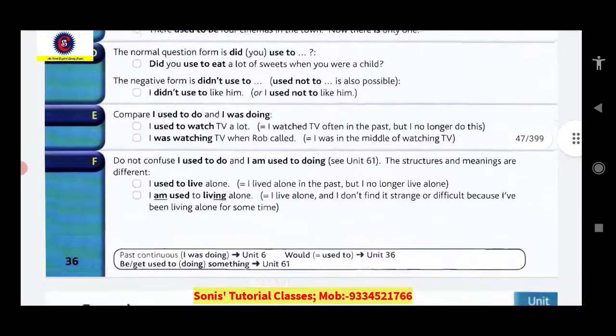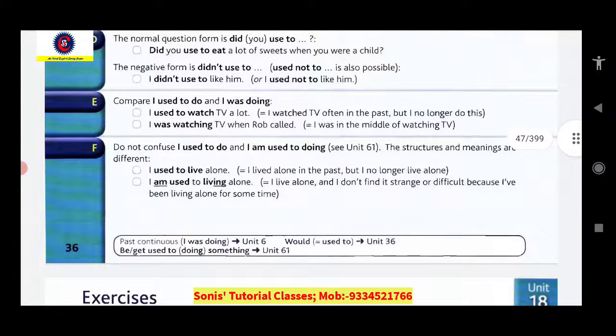How to make question sentences with "used to." Okay? A simple way is to use "did." When I use "did," then we should not use "used." We should use "use." Did you use to eat a lot of sweets when you were a child? The negative is also formed in the same way by using "didn't" and "use." I didn't use to like him. But there is another way to make the negative also. I used not to like him. Okay?